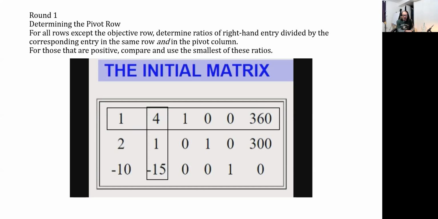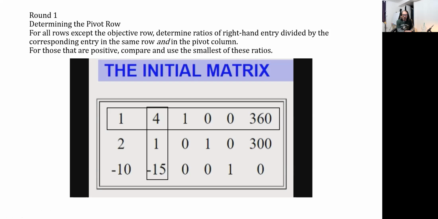And the way we do that is we look at ratios of what's on the right-hand side divided by the corresponding entry in the pivot column. So we have 360 divided by 4 is 90 versus 300 divided by 1 is 300. You go with the least positive ratio there. 90 is less than 300. So I've circled row 1.